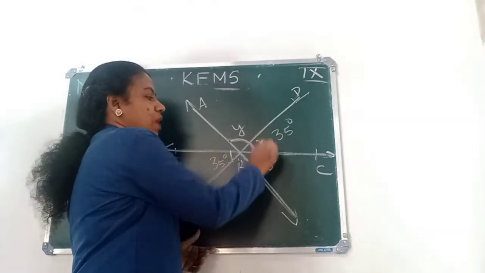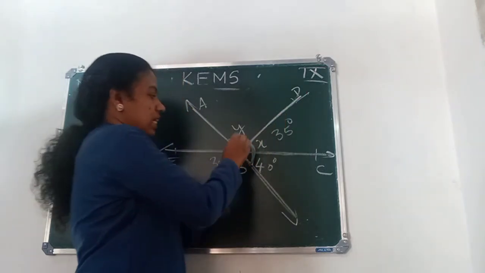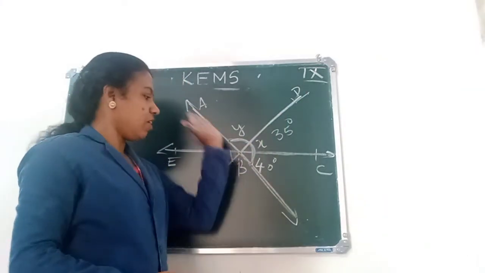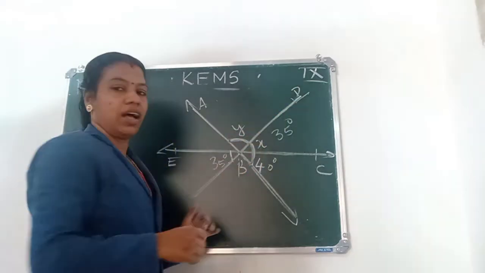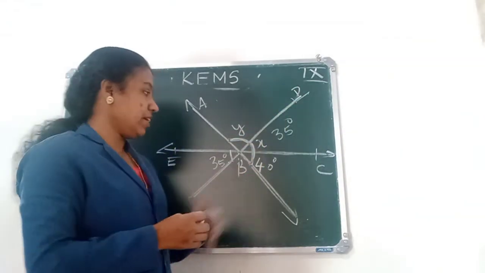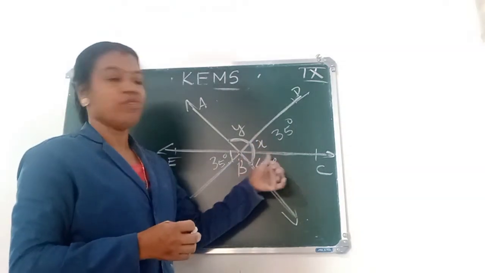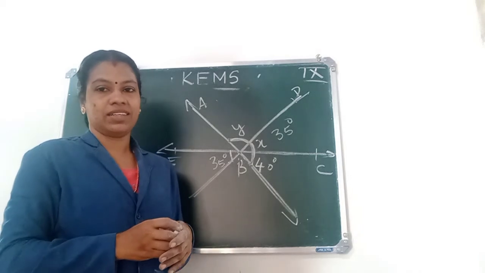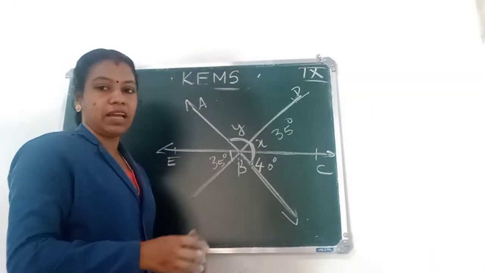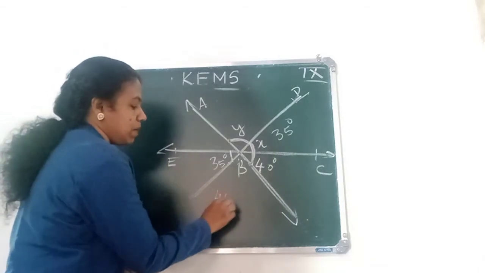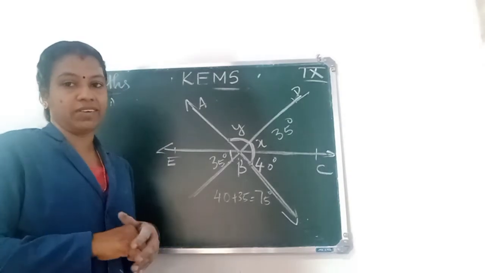And these two angles we know. So this is the ray that stands on the line, and these two form a linear pair. And we know this side angle, that is 40 plus 35. 40 plus 35, 75. In a linear pair, one angle is 75 degree.